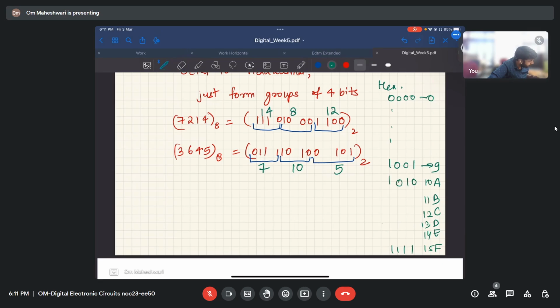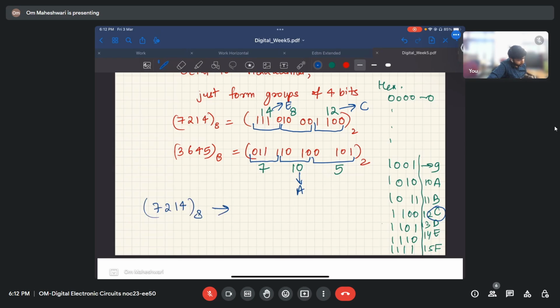So 1010, 1011, 1100, 1101, 1110. What this actually is: 12 is C, 8 remains 8, and 14 is E. Similarly, 10 is A. So the answer is 7214 base 8 is E8C base 16, and 3645 base 8 is 7A5.